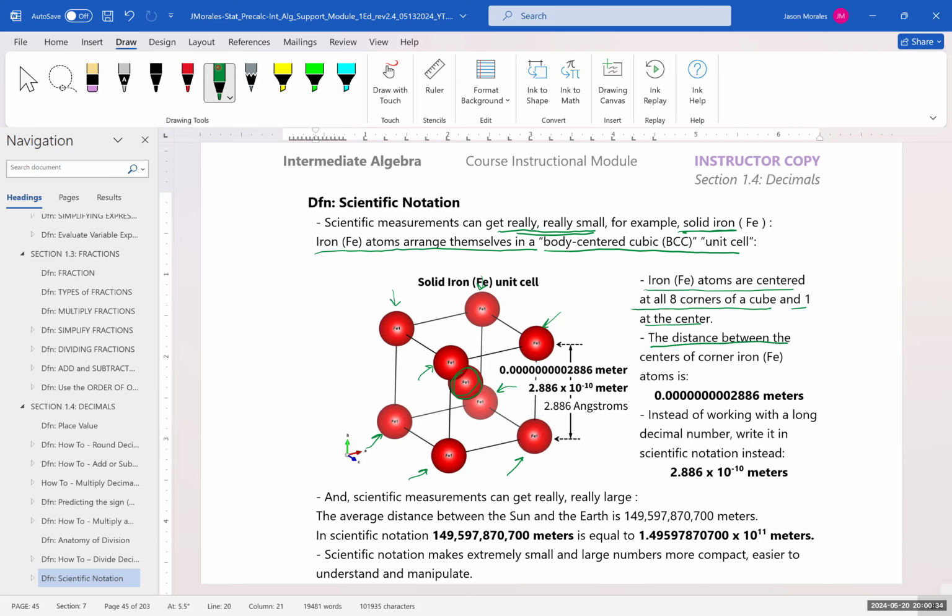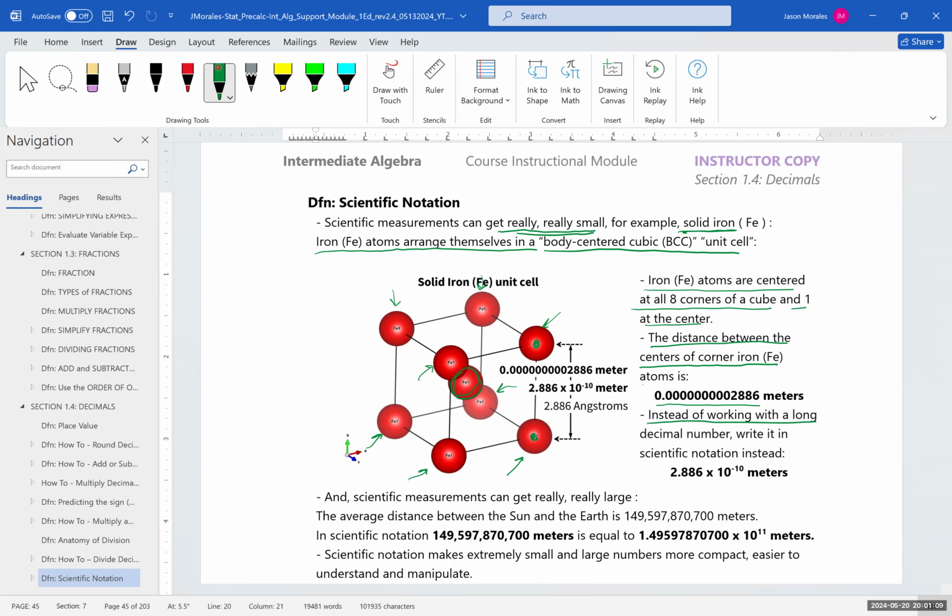The distance between the centers of corner atoms is 0.0000000002886 meters. So the distance from the center of this atom to the center of this atom is that many meters. So this is an example of a really small number. And if you were doing some mathematical calculations with it, you'd have to write down all those zeros and keep track of them. And that's where a lot of errors can happen.